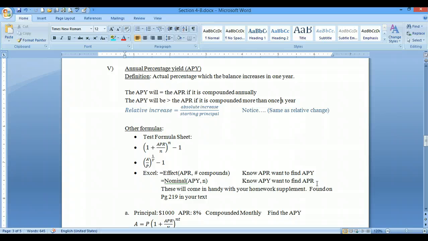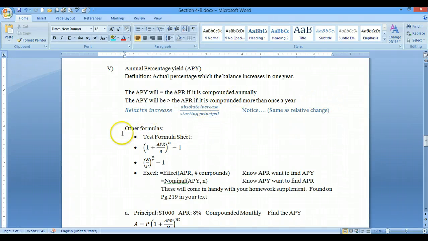So this is the relative increase, which is the absolute increase over your starting principal. Do you notice anything? Absolute increase. Absolute meaning you take something, the new minus the old, divided by the old. Do you remember that from 4A? Yeah, it's the exact same as relative change. Change meaning that I took one item and it's moving and progressing.